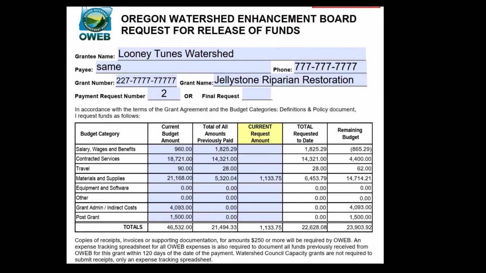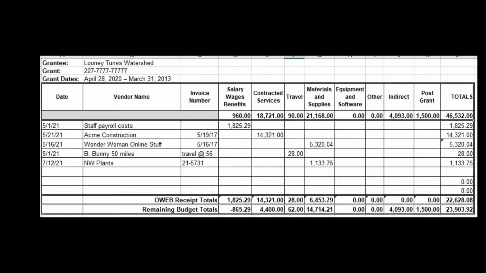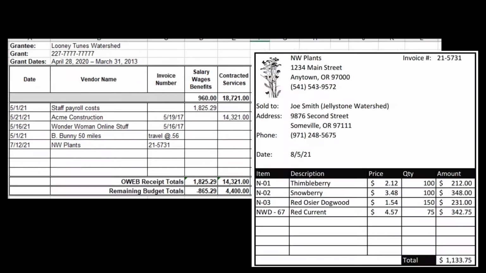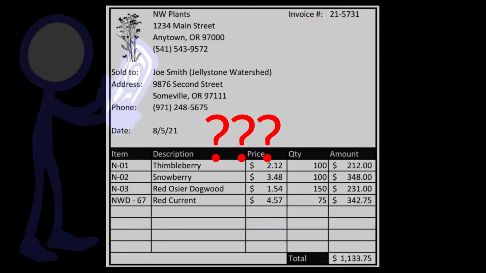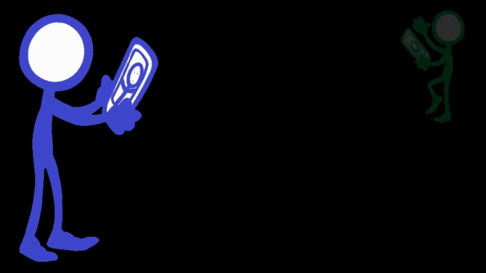Today I'd like to talk to you about receipts. When you turn in your request for reimbursement with a tracking sheet, OWEB staff review the request and look for a receipt that matches each listed expense over $250. If we cannot find a receipt, we contact the grantee and ask for a replacement receipt to be sent.